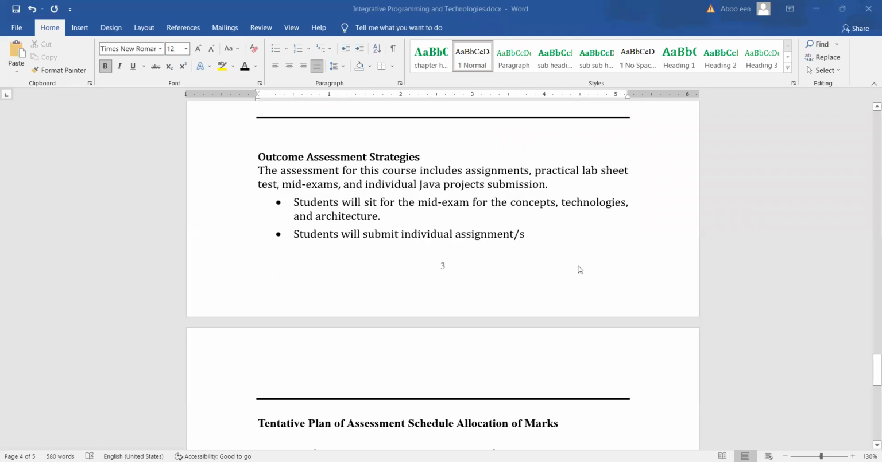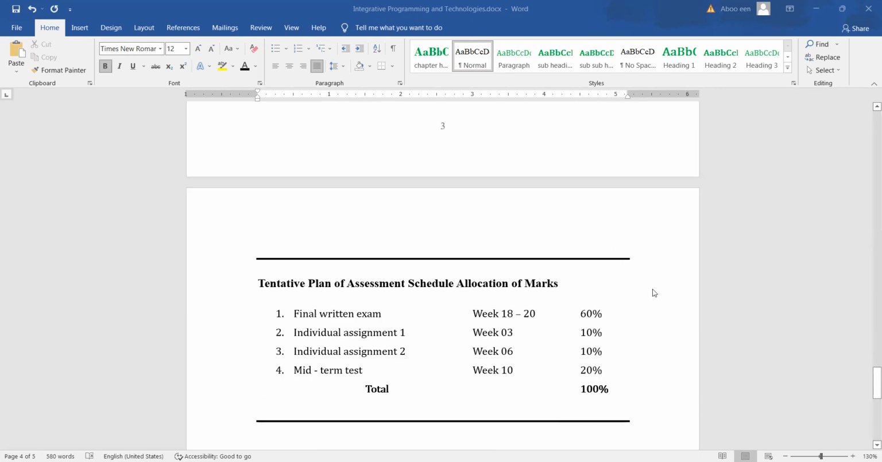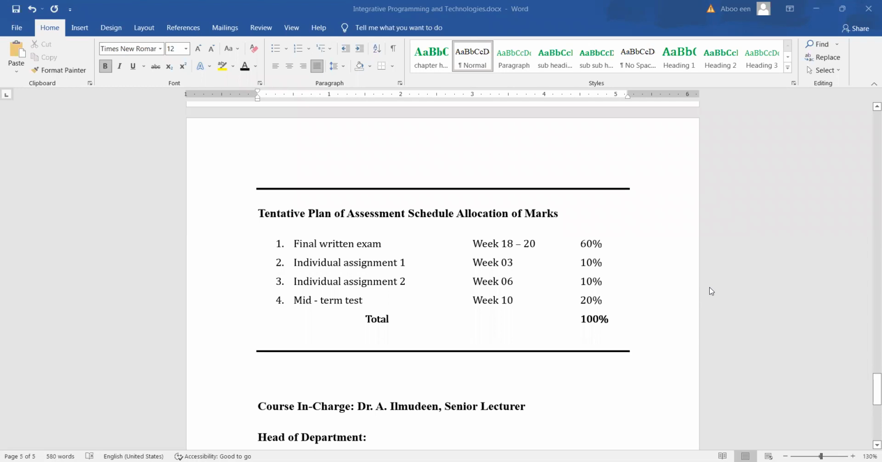Outcome assessment strategies. Basically, you will have a continuous assessment and the final written exam. This is the tentative plan of the assessment scheme and allocation of marks. Since it is a 2-credit subject, you will be given 60% for your written exam and 40% for your continuous assessment. The final written exam will carry 60% of your total marks. The continuous assessment includes individual assignments and a midterm test. We will have 2 individual assignments and a midterm test.